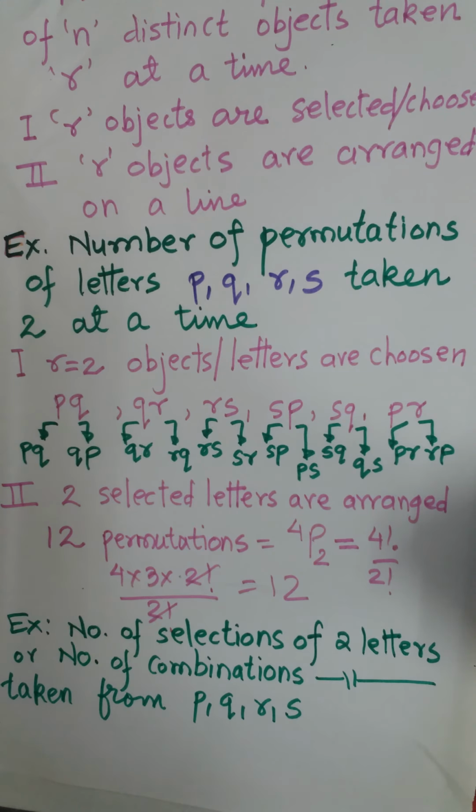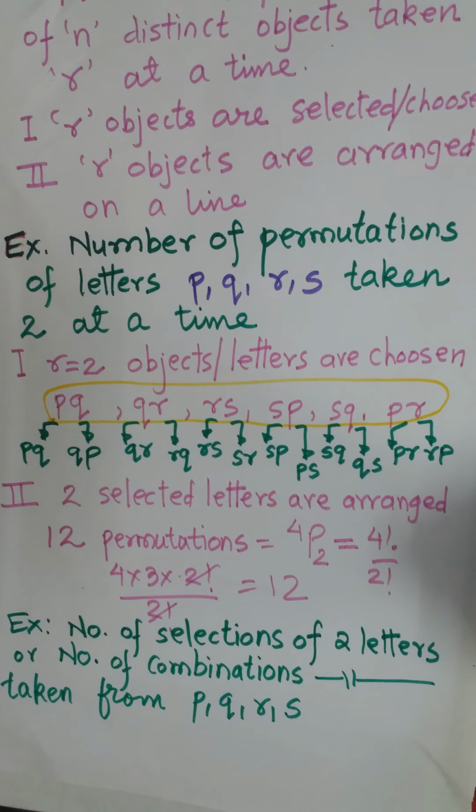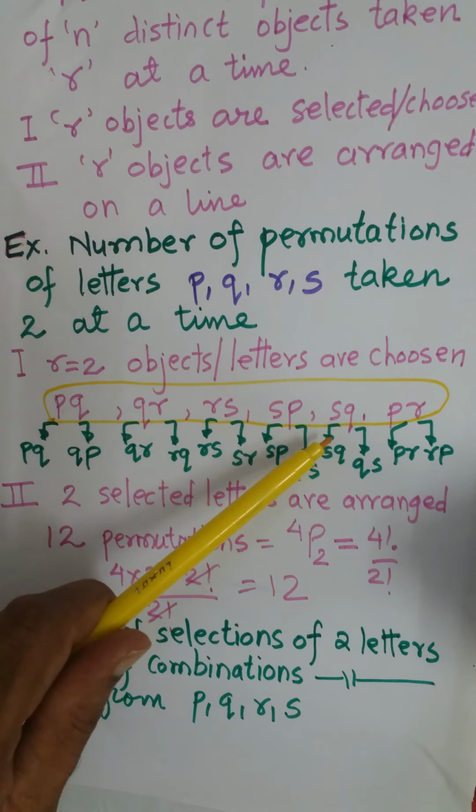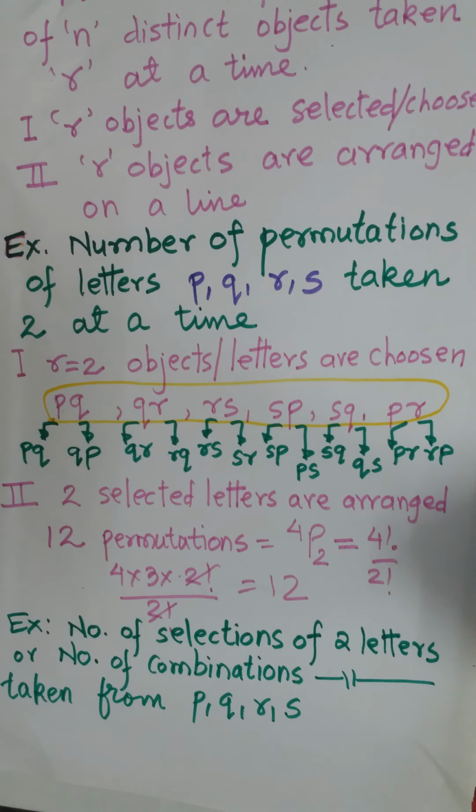So what should be our answer? Yes, PQ, QR, RS, SP, SQ, PR, these are those selections or combinations in which order is not important, only selection is important. So what is the relation between the word selection and combinations which I used here? What exactly is a combination? From here we can say that the answer is: number of selections is 6. So the number of combinations is 6.